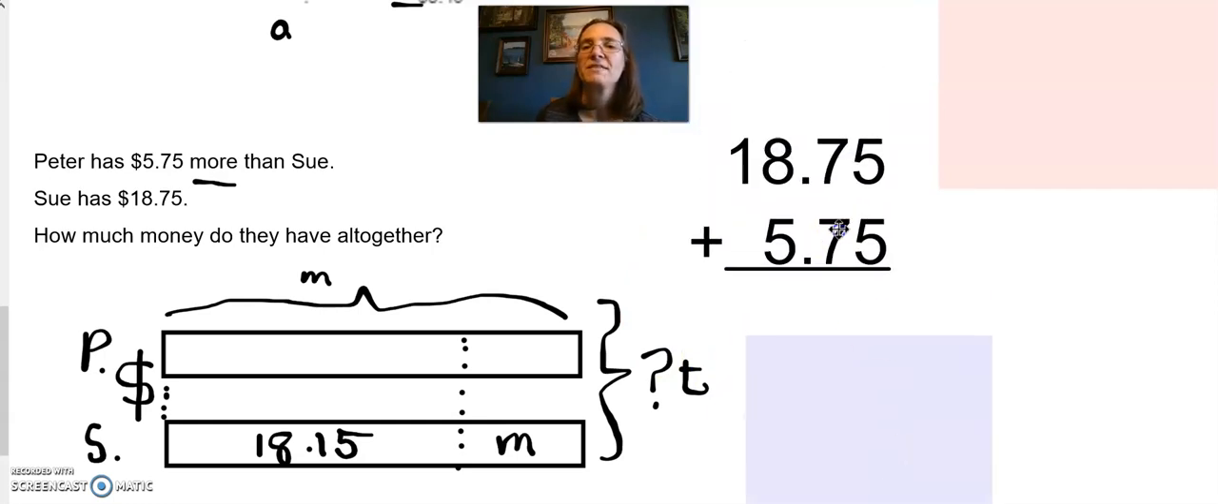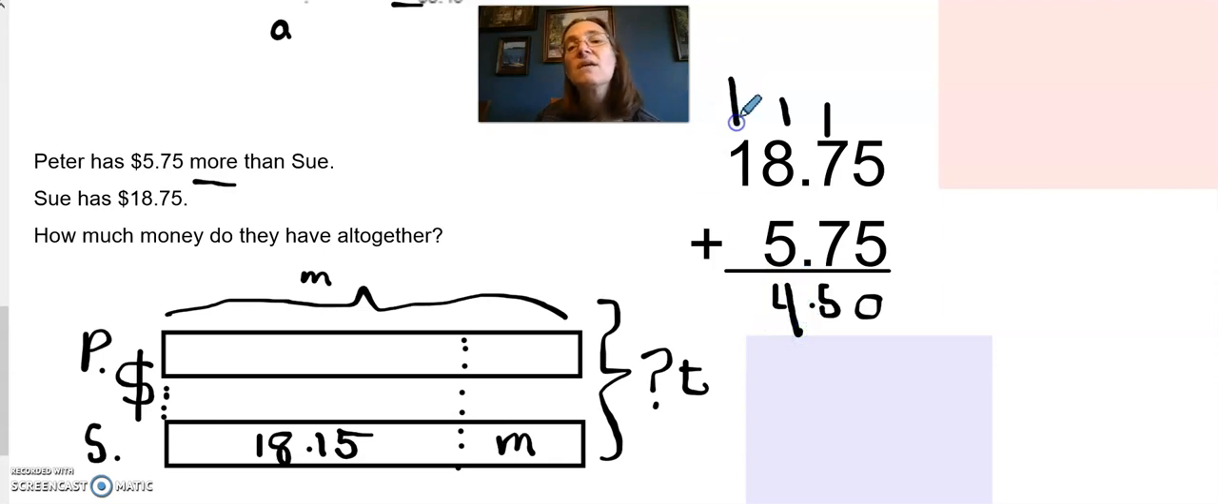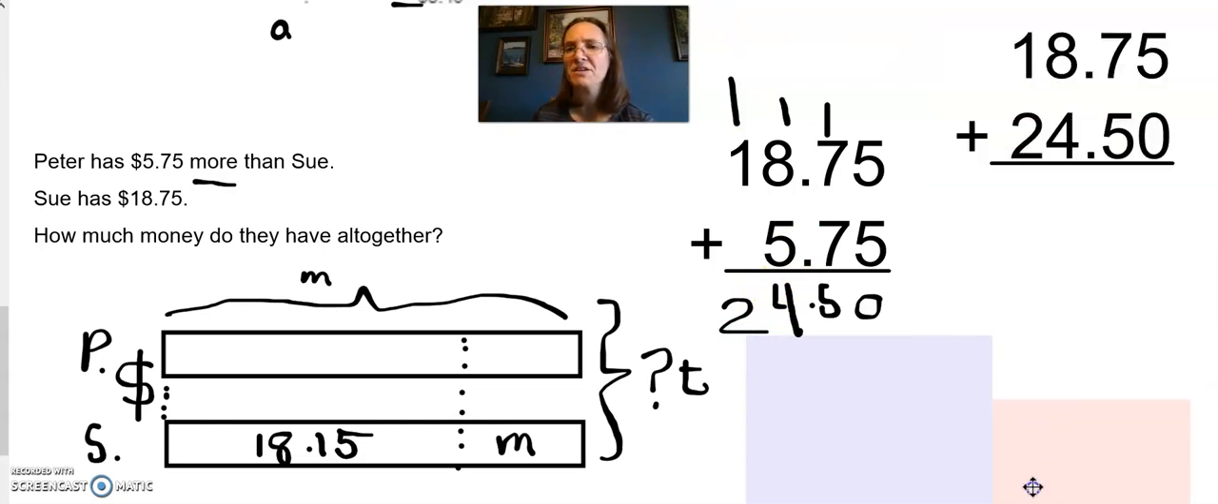Aha! I'm going to bring this down just a little bit. We have some addition to do. And 5 plus 5 is nothing, but I'm doing that regrouping. You already know how to do this, my friends. 14 plus 1 is 15. And I can regroup right across the decimal place. And now I have 8 plus 5 plus 1 is 14 again from the last one. And, ooh, Peter has $24.50. Way to go, Peter. Happy money to you.